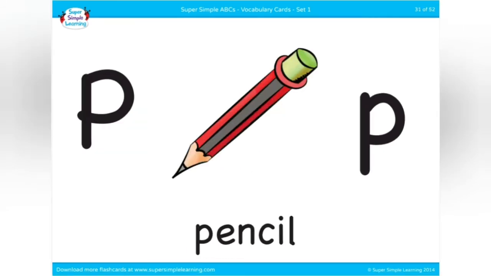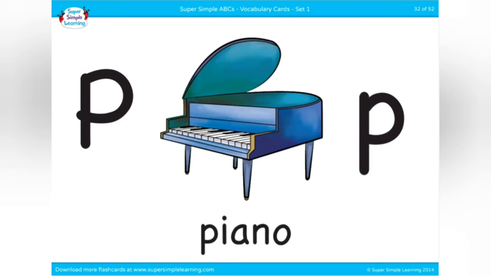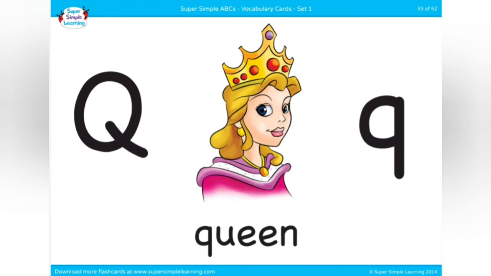The next letter is P. P. The sound of P is P. P pencil. P piano.